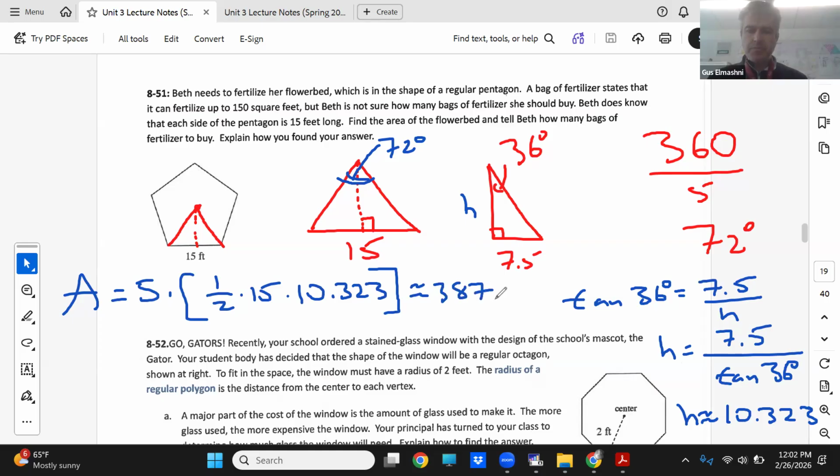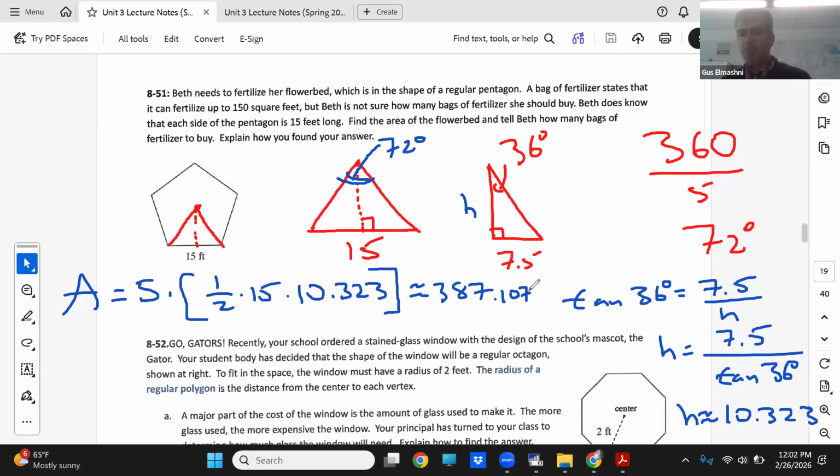Then you don't have to do that 1/2. Wait, what? No, because I'm finding the area of each triangle. Of course, you have to do 1/2. Find the area of one of the sides. One of the triangles has a base of 15 and a height of 10.3. So to find the area of that triangle, I have to do 1/2 times base times height.